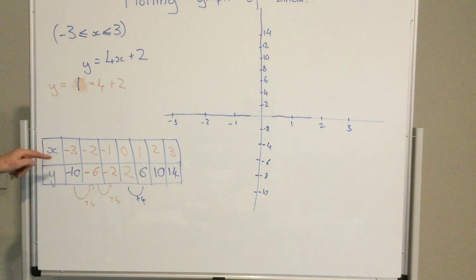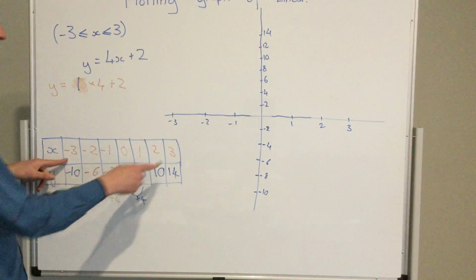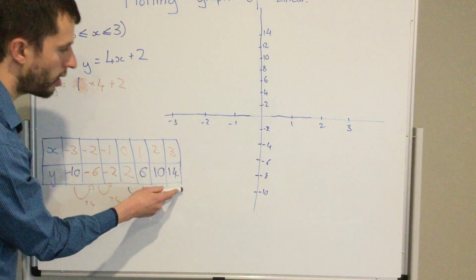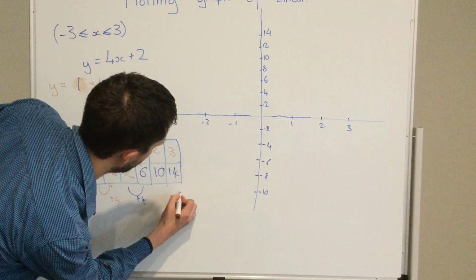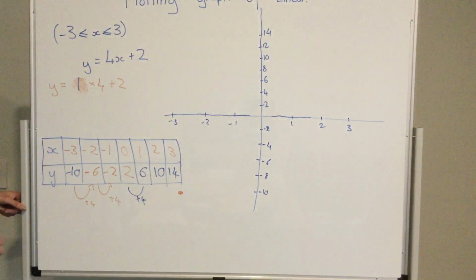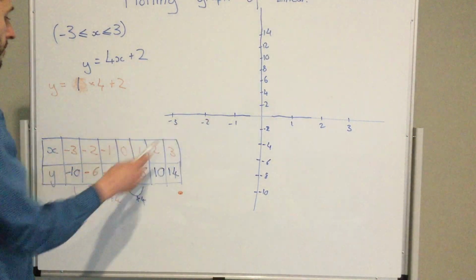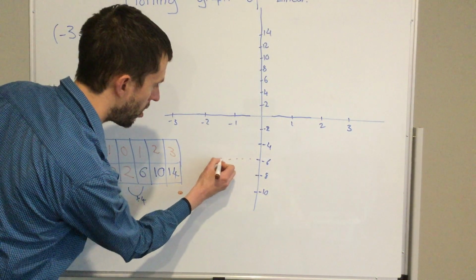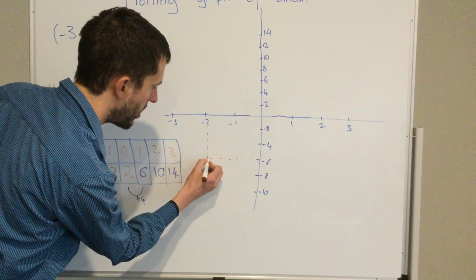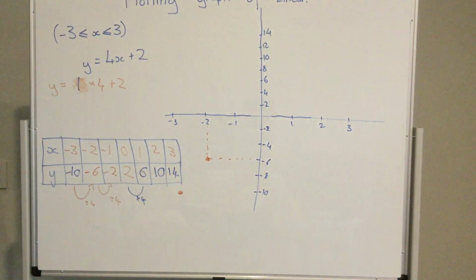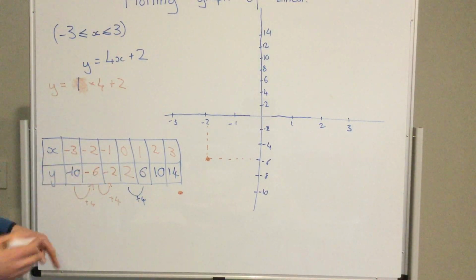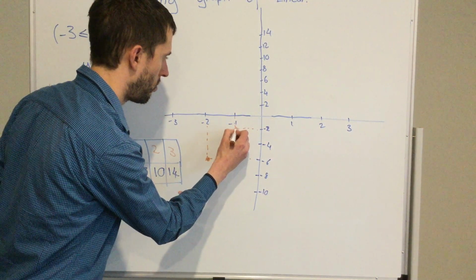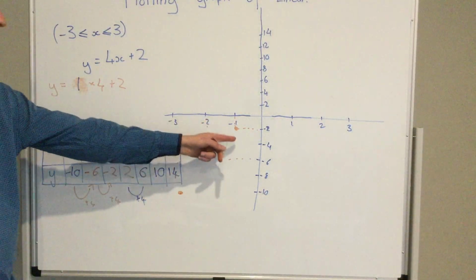So the next step is we have to plot. When x is -3, y is -10. So I go down to -10. When x is -2, y is -6. I go down. Make sure that they meet. When x is -1, y is -2. Again, making sure that they meet.